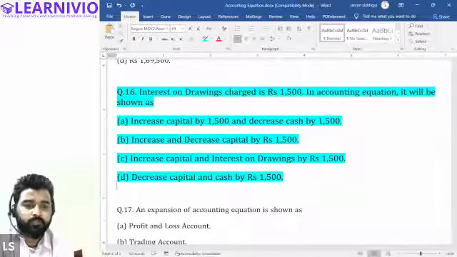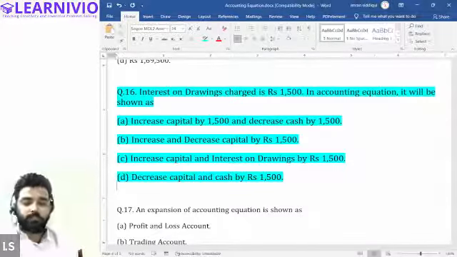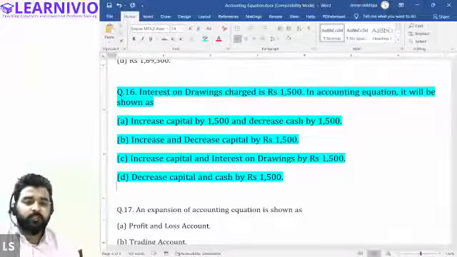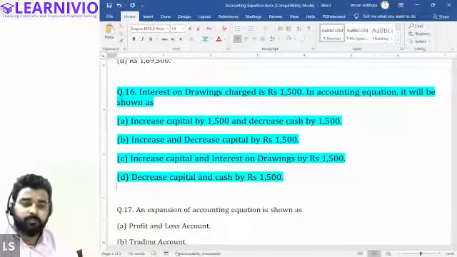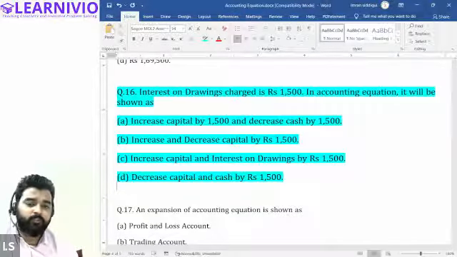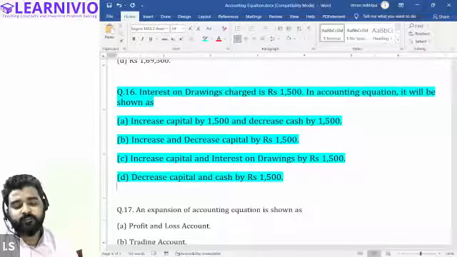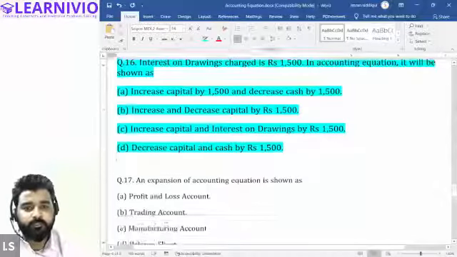So increase and decrease capital by 1500. Yes, sir. I remember we were doing adding and subtracting from capital. Then I think B is the correct option. B is the correct option because in case of interest on drawing, once we decrease the capital, then we increase the capital by the same amount, right? Okay. So option B is the correct option.